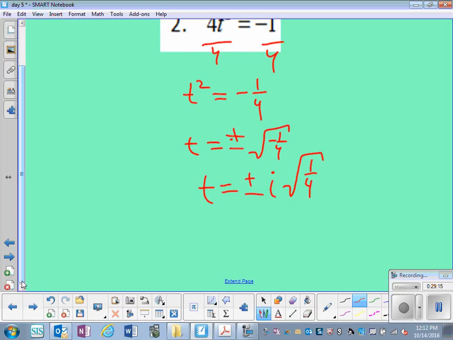So remember, square root of 1 over 4 is the same as square root of 1 divided by square root of 4. Right? Remember that? And square root of 1 is just 1, and square root of 4 is what? 2. So the square root of 1 over 4 is just 1 over 2. Okay? So I can rewrite as t equals plus minus i times 1 over 2.